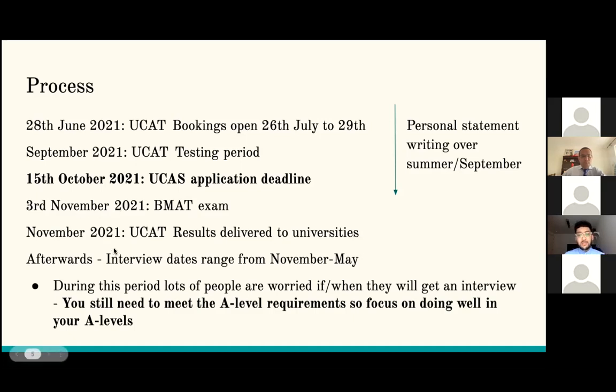But then you'll start getting interview dates, hopefully, and that ranges from November to May. I found that during this period, a lot of people were very worried about if and when they will get an interview. And I found myself worrying a lot as well, because I didn't get the majority of my interview dates until April, May. So I was really worried this whole time. And what I forgot was I need to be focusing on my A-levels as well and not stressing out, because even if I do get the offer, I still need to meet the minimum entry requirements. So yeah, a good take home message from this is make sure you keep on top of your A-levels during this period.